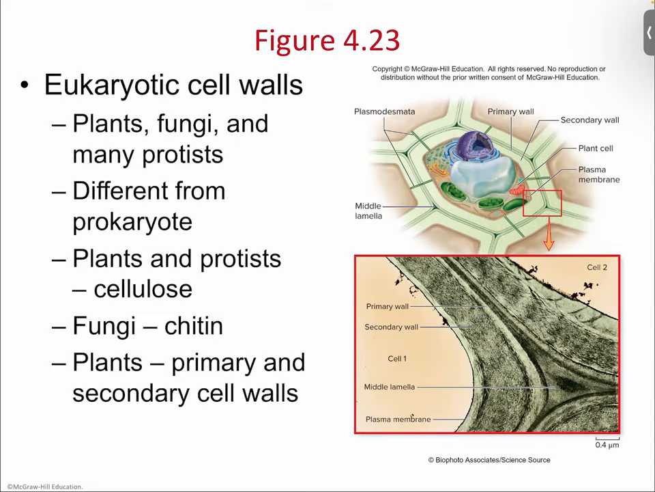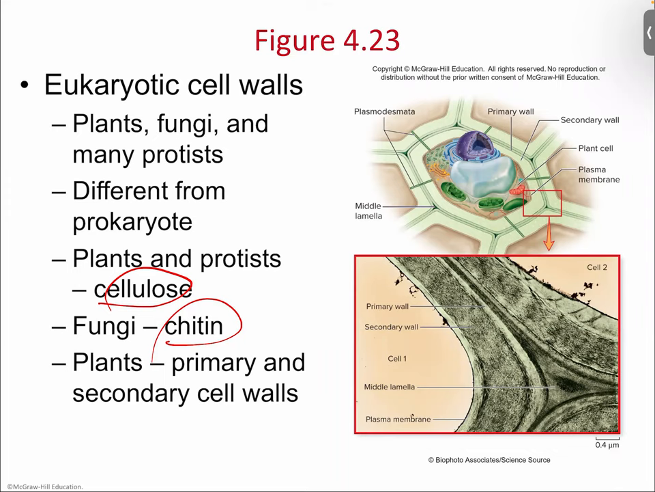So this is the cell wall. Let's take a look at the cell wall, right? Obviously, we talked a little bit about it. We know that plants are made of cellulose, fungi, and of course, insects are made of chitin. When we take a look at the cell wall, it's actually not just a single cell wall. There's actually a couple of layers of cell walls. There's a little bit more complexity to it than just, aha, there's a cell wall, right?